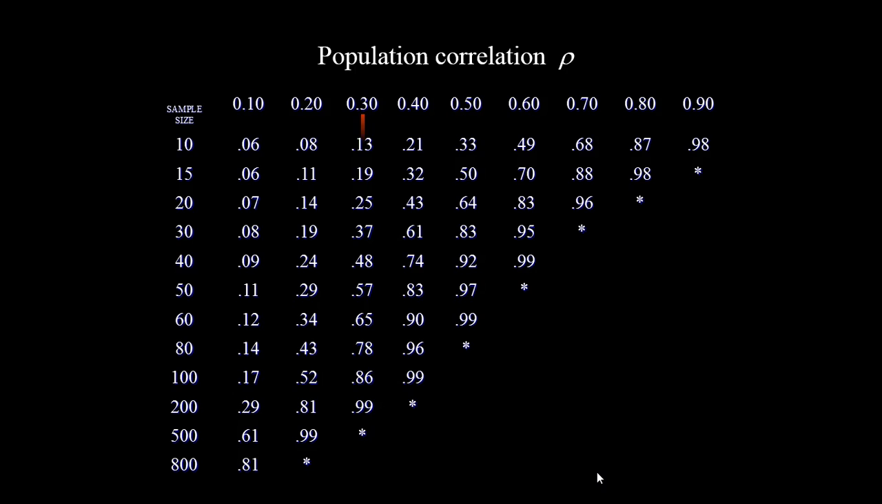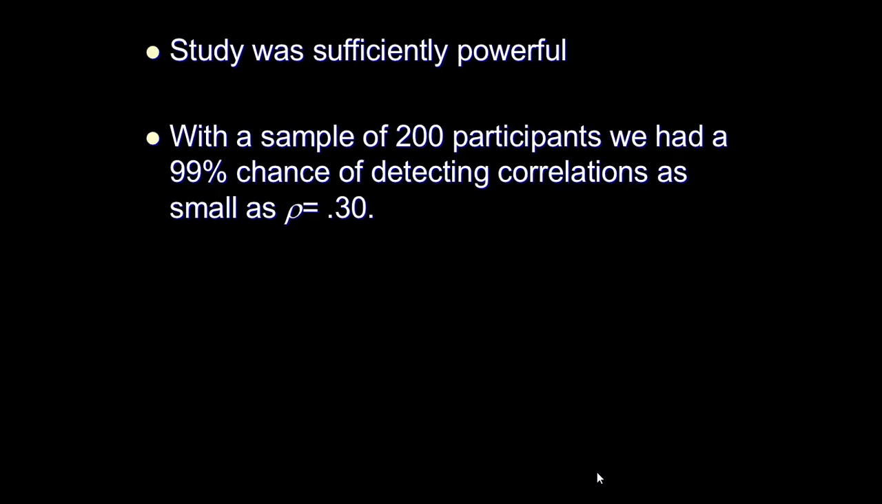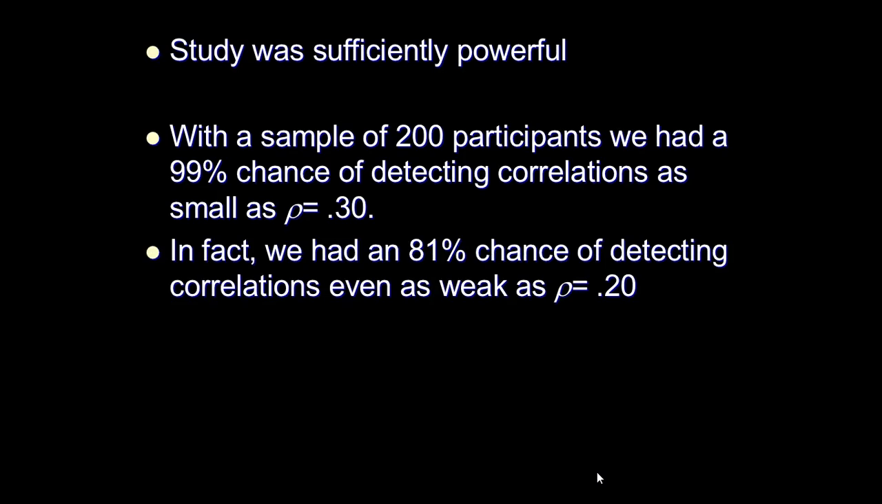N equals 200. So we go to our 0.3 column. There's another table below the other one in the back of your textbook appendix. This is for detecting power after the study. You go to the 0.3 column, you go to 200 participants, and you find that we had 99% power. What does this mean? This means that the study was sufficiently powerful. With a sample of 200 participants, we had a 99% chance of detecting correlations as small as 0.3.